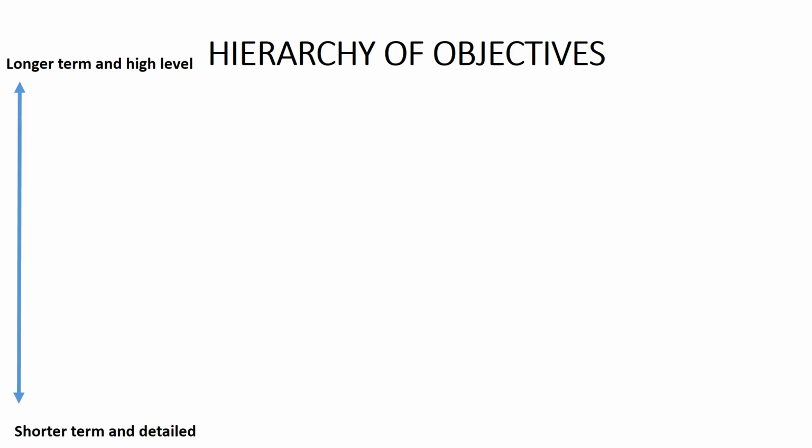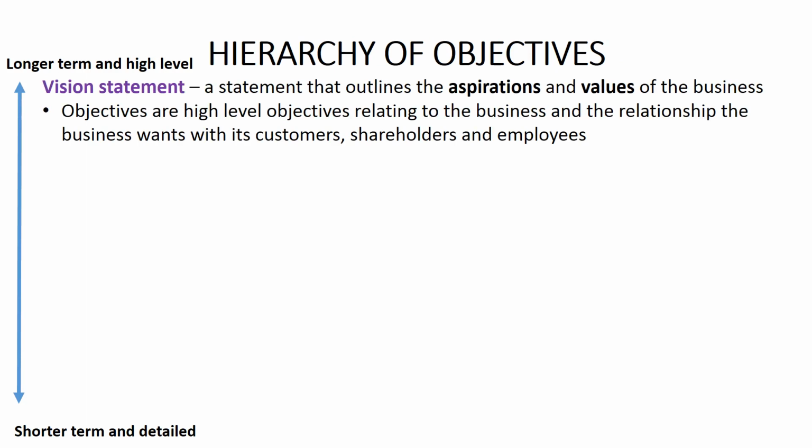Every business should have a vision statement. A vision statement is a statement that outlines the aspirations, that is, hopes and values of the business. In your vocabulary sheet, look down the left-hand side until you come to the term vision statement, and opposite that term, write in that definition of vision statement. Then highlight the words aspirations and values. If you're asked to define the term vision statement, please try to remember to include the highlighted words in that definition.